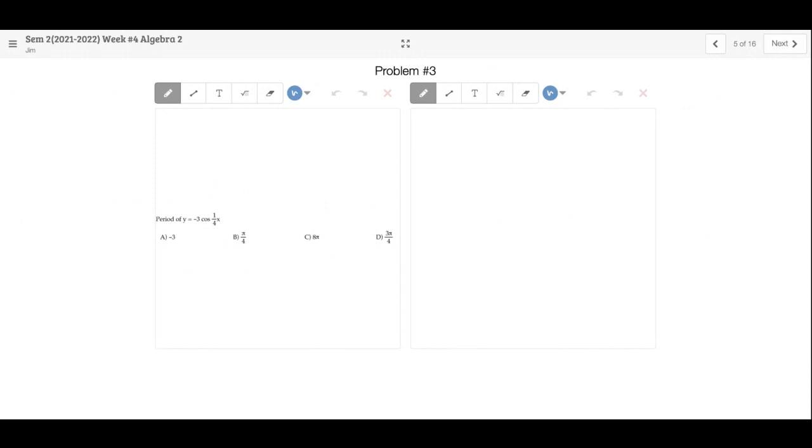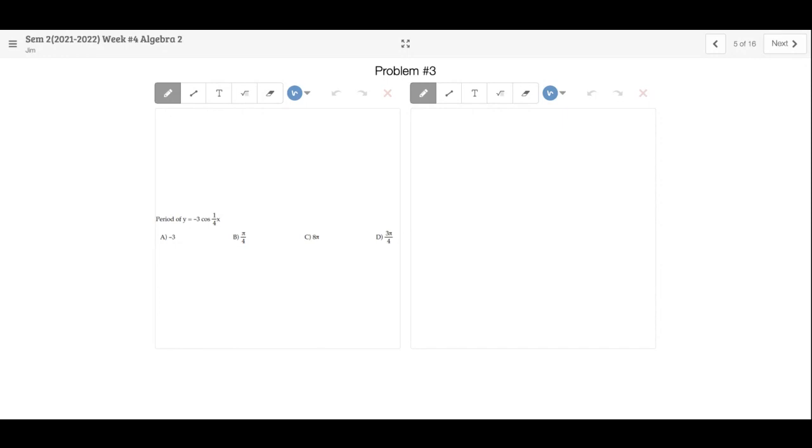A negative amplitude, it really doesn't make any difference. That is also an absolute value. A negative amplitude, okay, I didn't tell you how to do that. So let's just answer this question, and then we'll talk about negative in front of the amplitude.